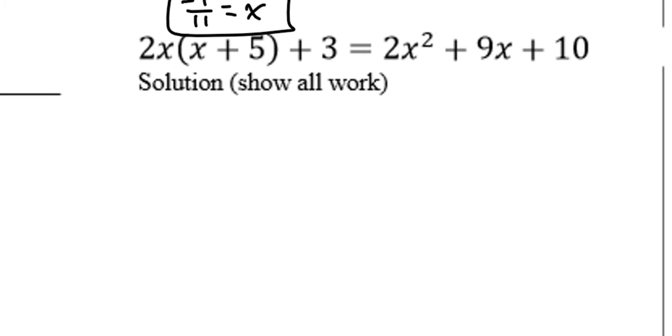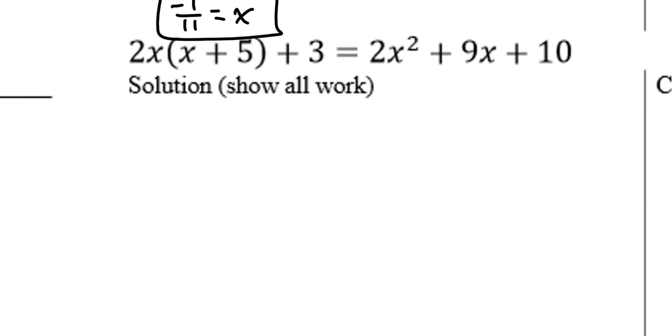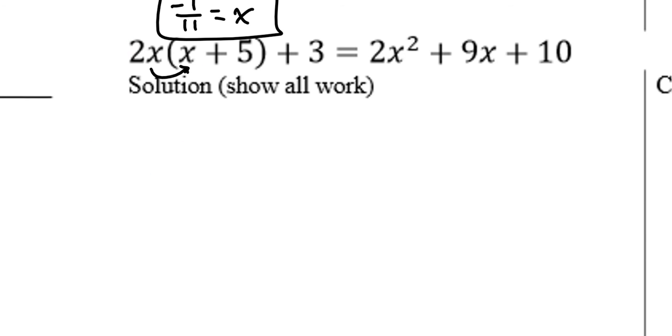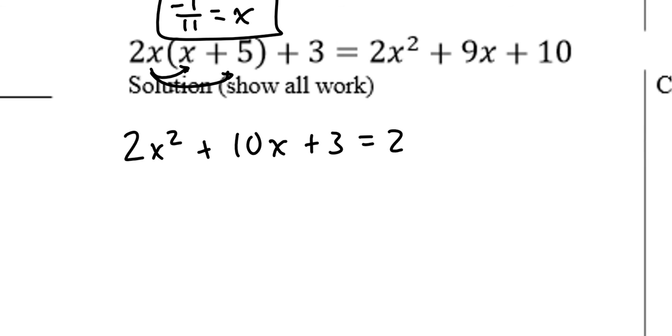Our final equation is 2x times the quantity of x plus 5 plus 3, and on the other side we've got 2x squared plus 9x plus 10. So I'm just going to apply the distributive property here. This is pretty straightforward because it is just a monomial times a binomial, so each one of these is going to get multiplied by 2x. So 2x times x is 2x squared, and 2x times 5 is 10x. Don't forget that I have a 3, and then over here I've got the 2x squared plus 9x and then plus 10.